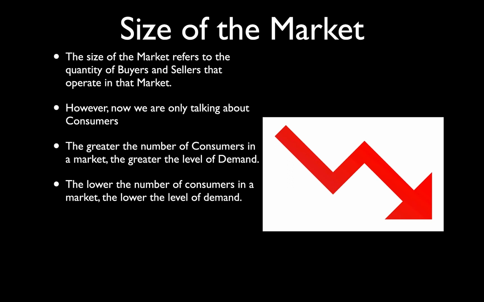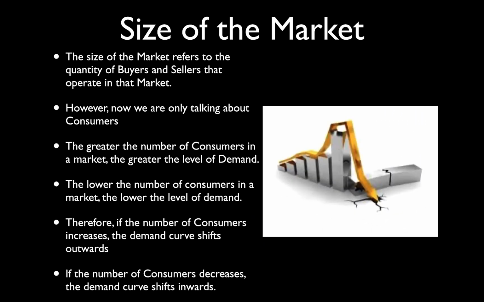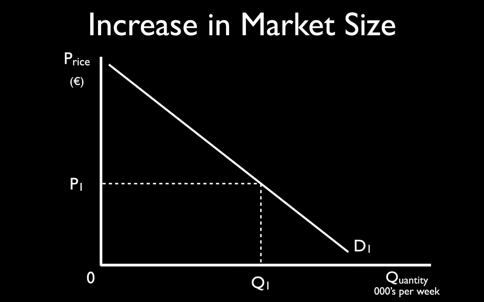Now, I haven't said a change yet, because in economics we are always measuring the effect of a change. So as the size of the population, or the number of consumers in a market, increases, that causes the demand curve to shift out. The lower the number of consumers in a market, the lower the level of demand, and that's true too. So if the number of consumers increases, the demand curve shifts outwards, showing that more is bought at every price. And if the number of consumers decreases, the demand curve shifts inwards. There's nothing crazy that I've said there. I really hope that does make sense.